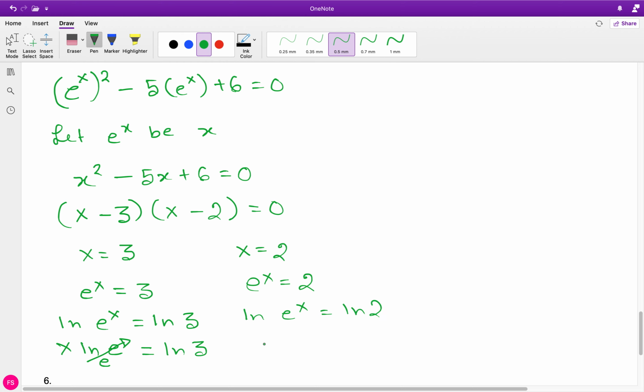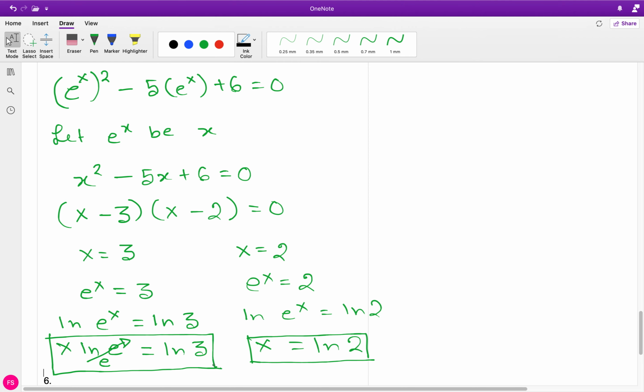The x will go to the front. ln of e gets cancelled out. This just gives us ln of 2. So you have two solutions for this question. One is x equals ln of 2 and the other one is x equals ln of 3. Okay, that's all for number 5.